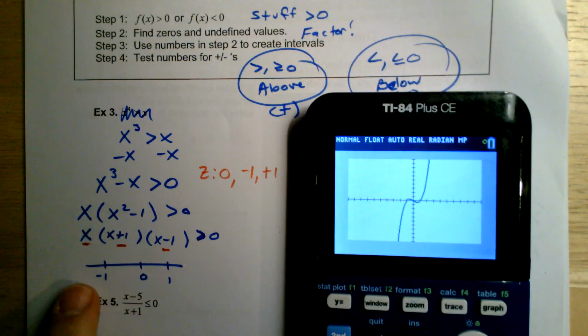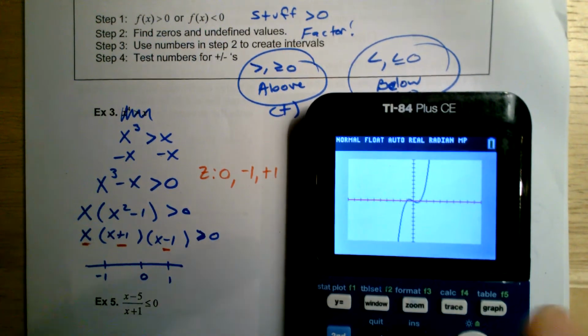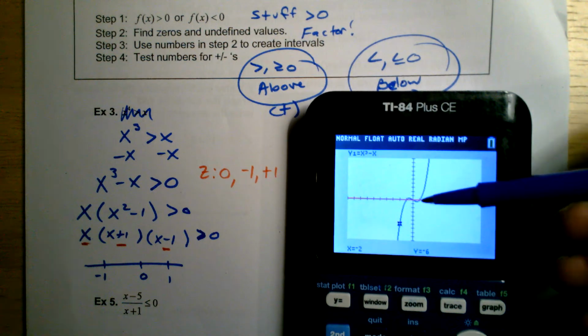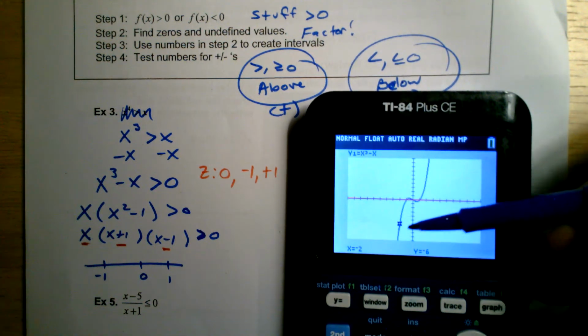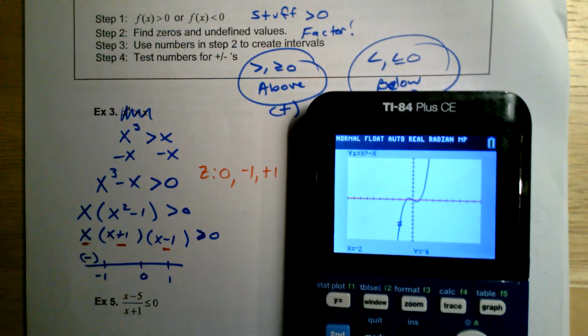All right, I'm going to plug a number in to the left, in the region on the left-hand side of -1, so like -2 or -3 or -4. I'm going to go second trace, value -2. And I got a negative, right? It's below the x-axis. Those are all negative values. So this region is negative.